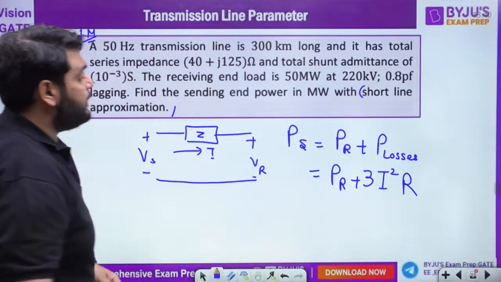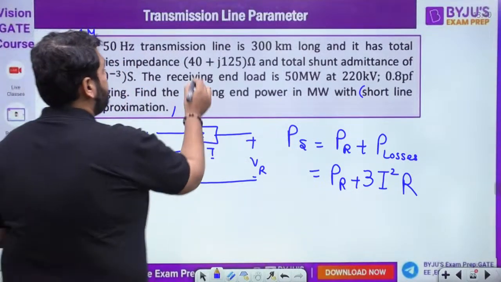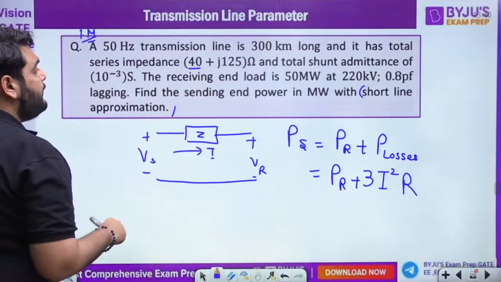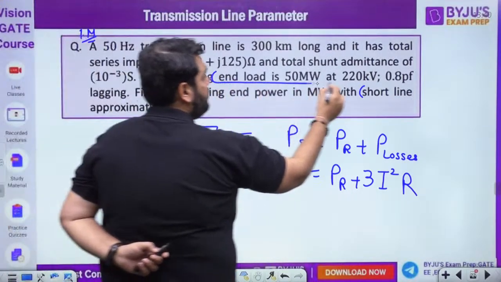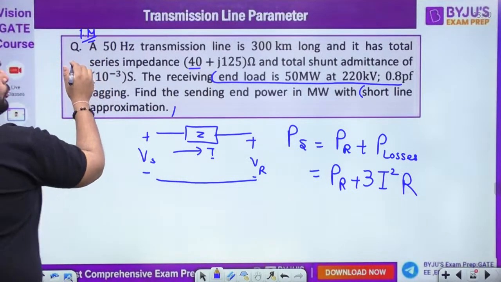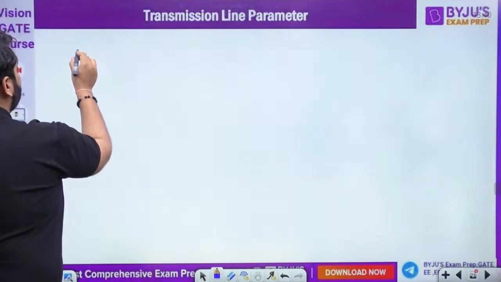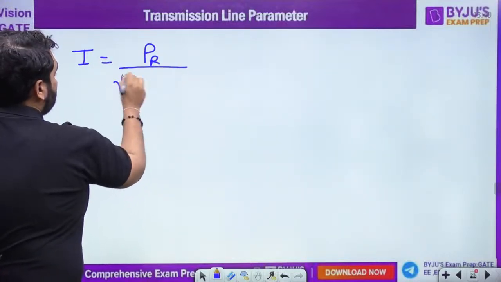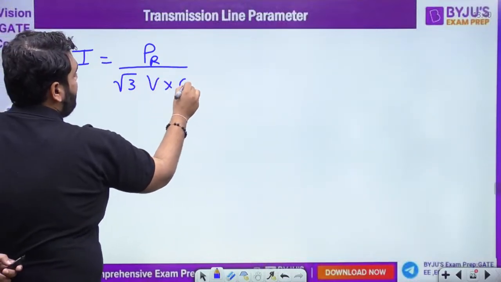Now the main point here is to find out the current. The resistance given is 40 ohm. You have to find out the current here. Now how you can find out current? From this particular knowledge we have. So the receiving end load is 50 megawatt, 220 kV, 0.8 power factor. So we can say current is equal to receiving end power divided by root 3 times of voltage multiplied by power factor.